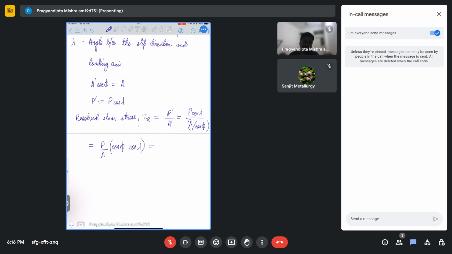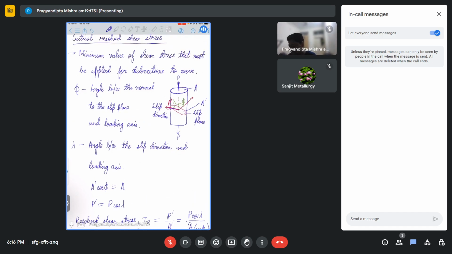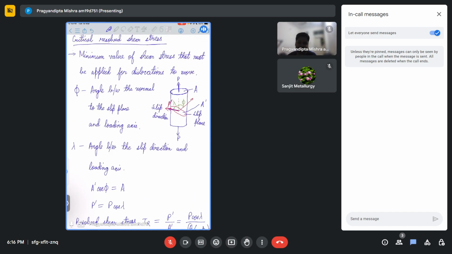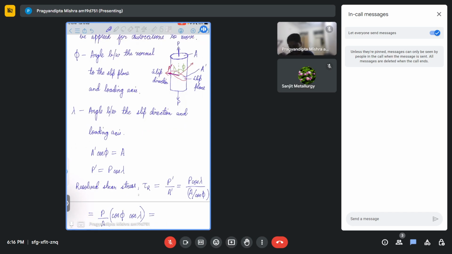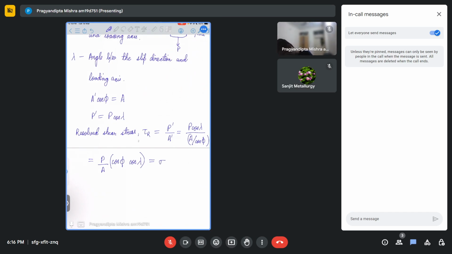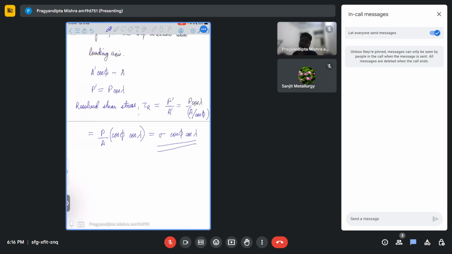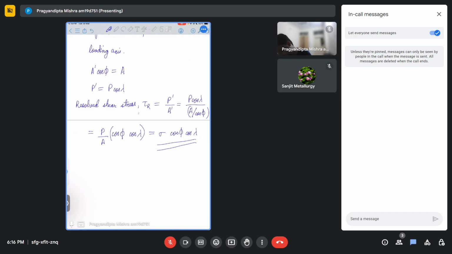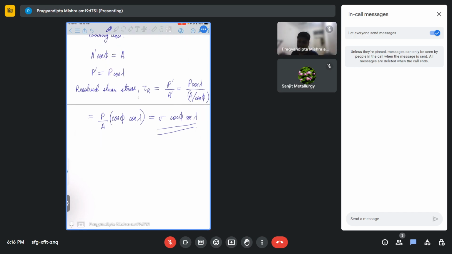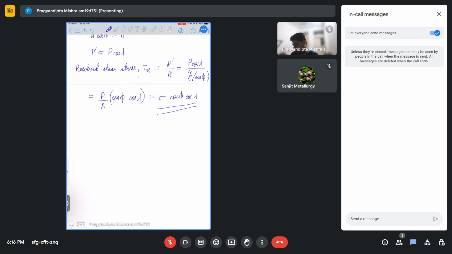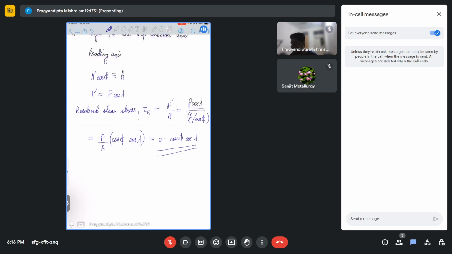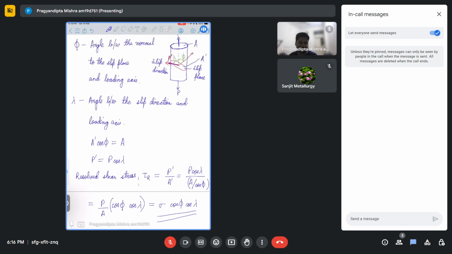Now P by A is what? If P is acting on the top and bottom faces and A is the area of that face, then it is just the tensile stress, or sigma. So sigma cos phi cos lambda is my resolved shear stress, right? So this is how we can find the resolved shear stress for any component, right?